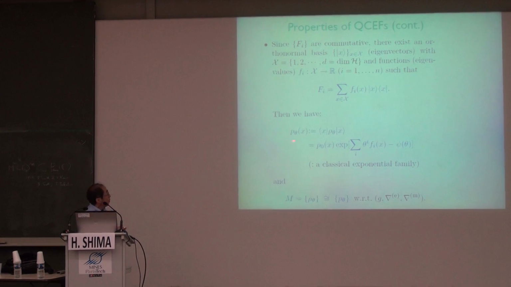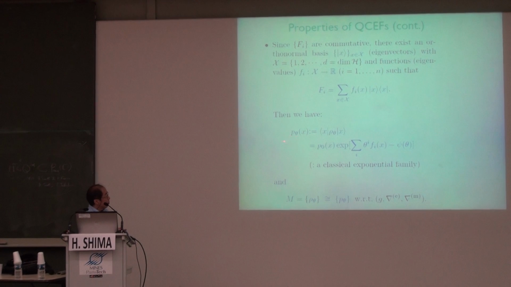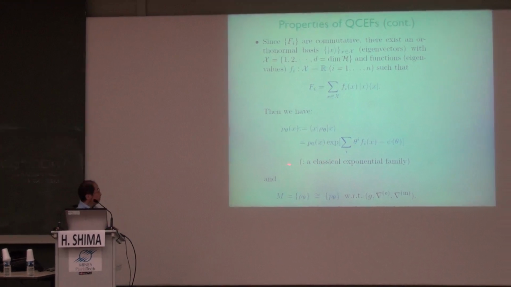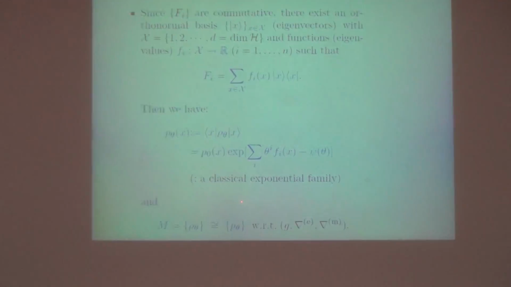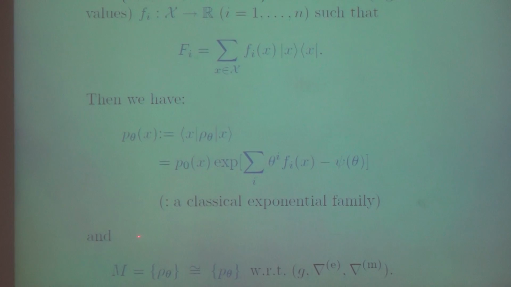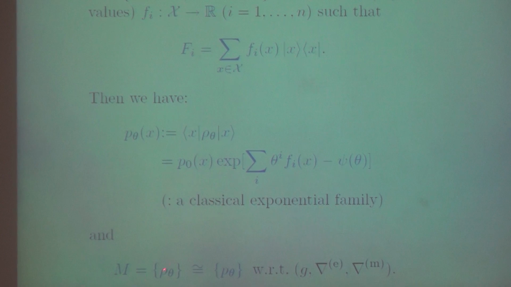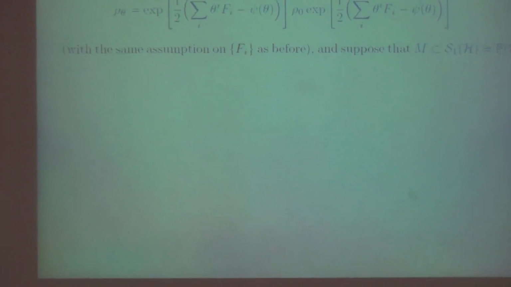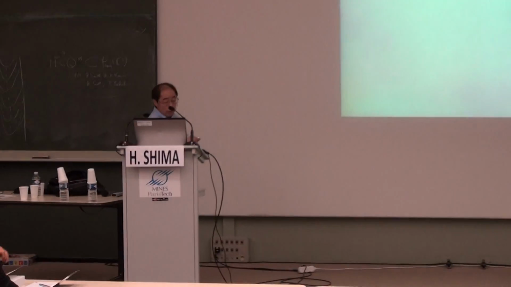Now, if we define the probability distribution P_theta of x by this, then this can be written like this. That is, P_theta forms a classical exponential family. And it's easy to see that the information geometry, the dually flat structure of M, is equivalent to that of the classical exponential family.